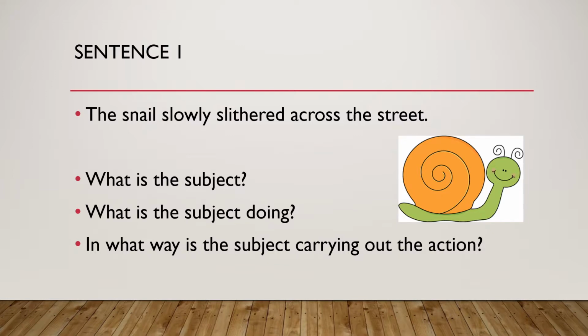Sentence 1. The snail slowly slithered across the street. Remember, what is the subject doing? And in what way is the subject carrying out the action? Take a few seconds to underline the verbs and adverbs in this sentence.